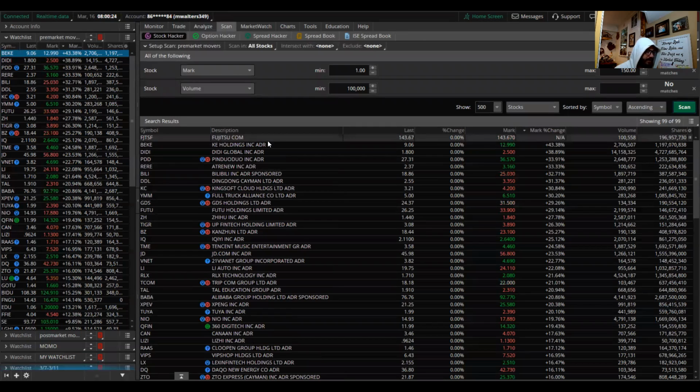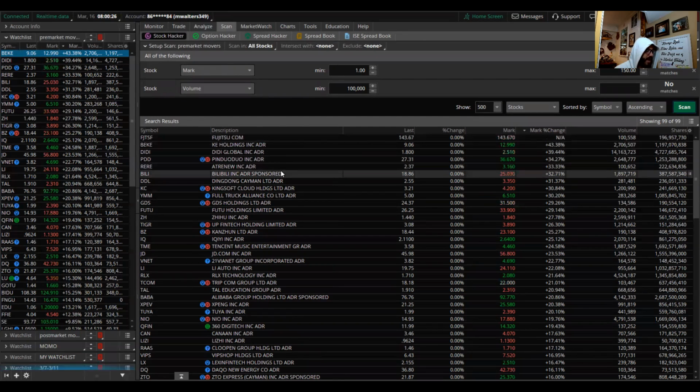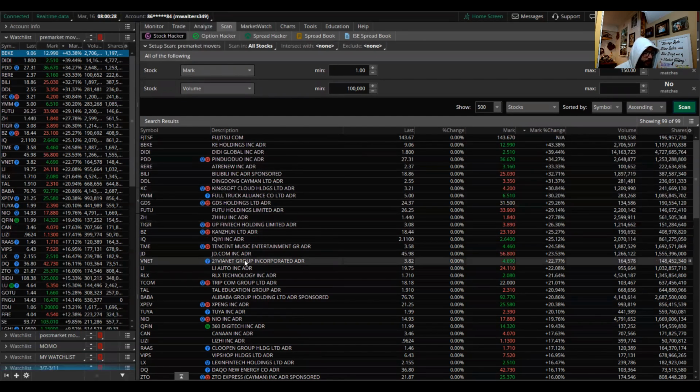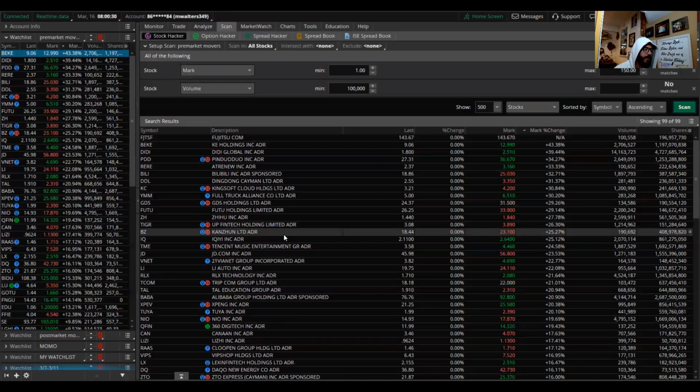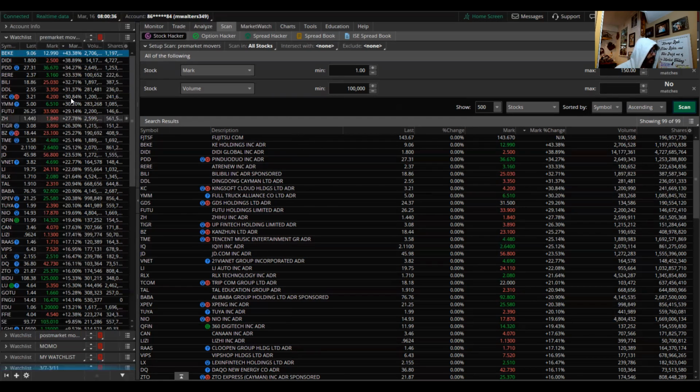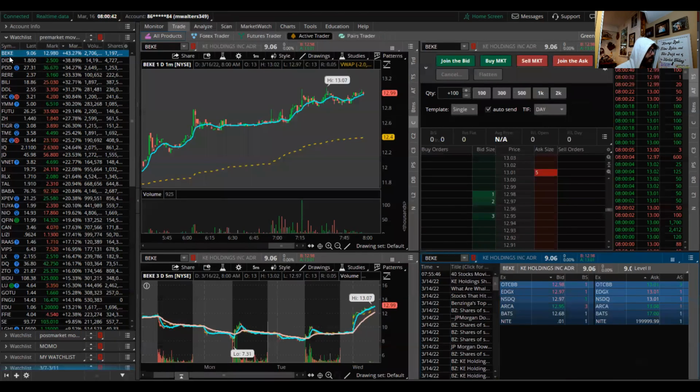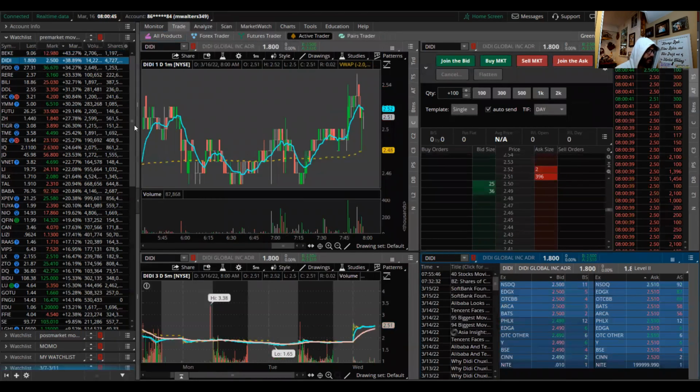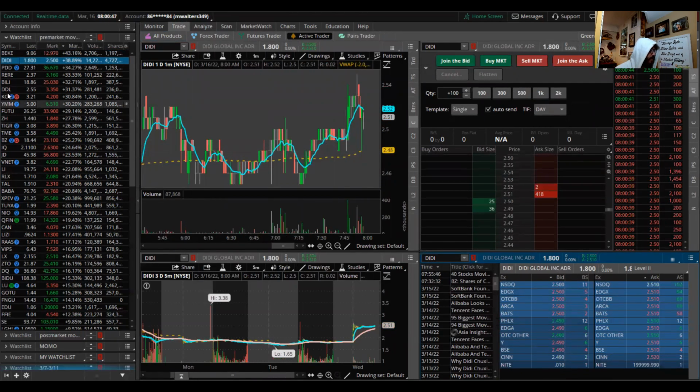Until I see something that is not ADR, I'm going to just be sitting on my hands as far as trading momentum goes. I can't do much with this. The floats are too high. The moves aren't big enough. I just can't do anything with this. Look at this. This is DD. I mean, how do you trade something like that?